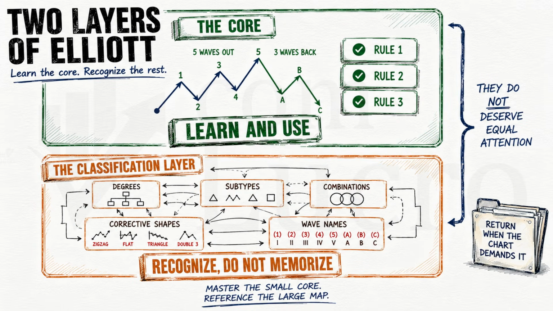this lesson. Because Elliott has 2 layers, and they don't deserve equal attention. There's a small core, the part David Paul kept, 5 waves out, 3 waves back, and 3 rules that tell you whether you're reading it correctly. Then there's a much larger layer of classification, degrees, subtypes, combinations, a name for every shape price can make. I'll teach you both, and I'll tell you which is which as we go. The core is what you learn and use. The rest you don't memorize. You learn to recognize it, and you come back to it when a chart demands it.